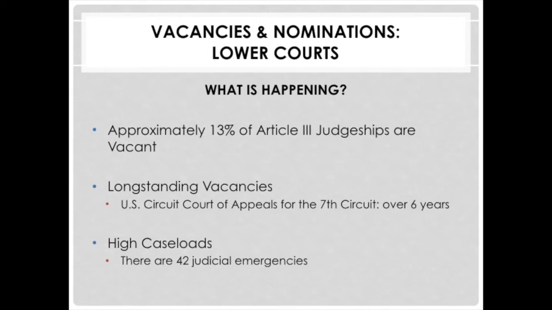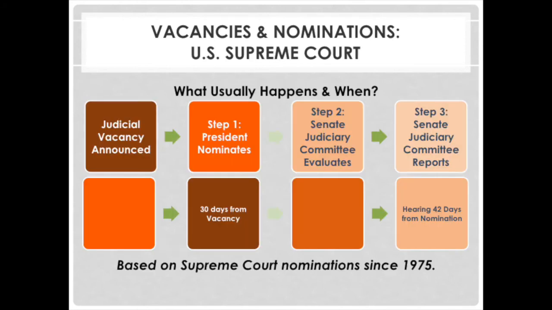For example, the U.S. Circuit Court of Appeals for the 7th Circuit has been vacant for over 6 years. The Eastern District of North Carolina has been vacant for well over 10 years. In many cases, there are high caseloads as well. Where there's significantly high caseloads, it's called a judicial emergency, and currently there are nearly 45 such judicial emergencies around the country.